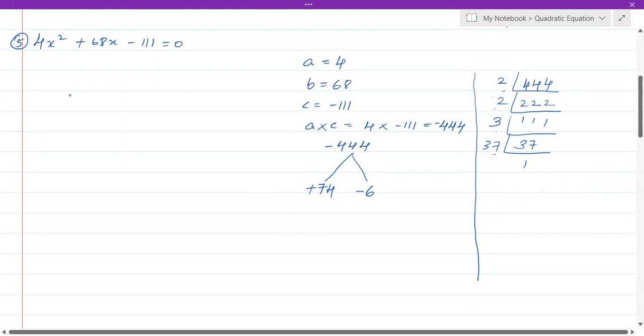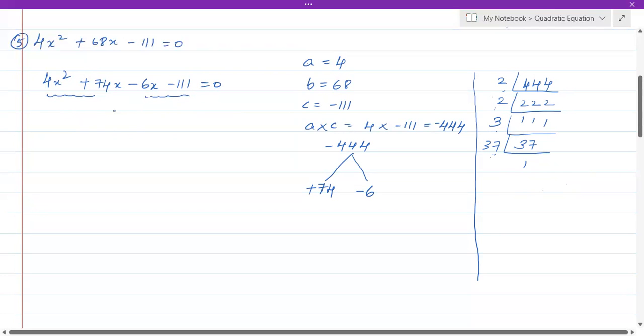Okay. So the first term as it is, next step 4x square. Instead of plus 68, we have to introduce these two numbers. That is 74 with an x, minus 6 with an x, and the last term as it is, minus 111 equal to 0. Now you have to take common between the first two and the next two.